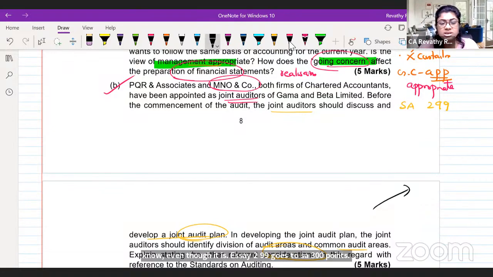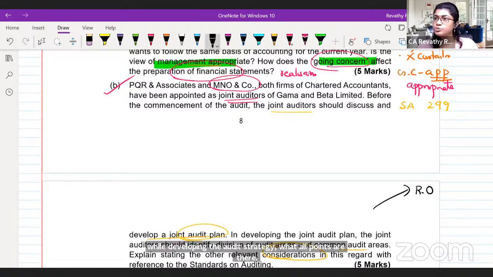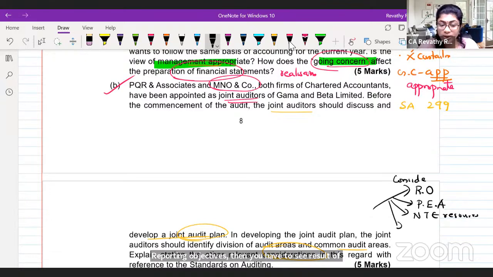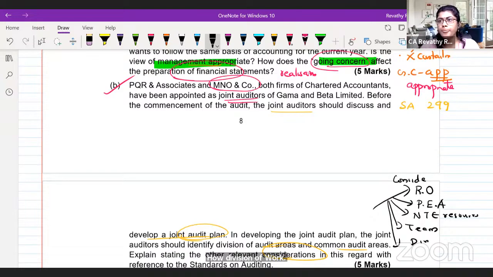While developing the audit strategy, what all points are there? You have to see the reporting objective. We just discussed. I did not ask you what is strategy. I asked you what are the considerations. Reporting objectives, then you have to see the result of preliminary engagement activity, nature, timing, and extent of resources required, team's effort, how division of work, same points as in SA 300.